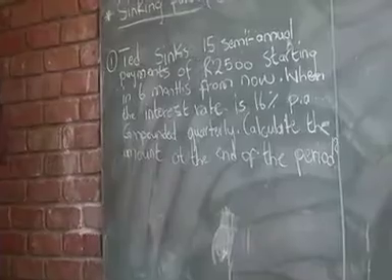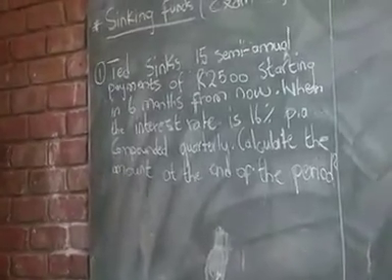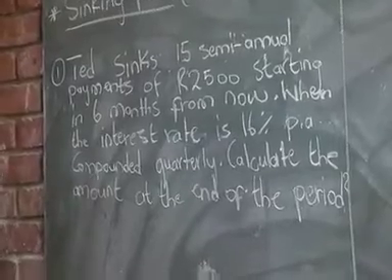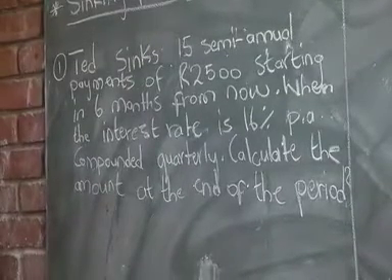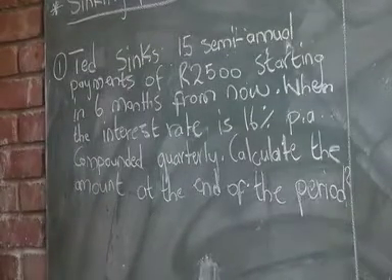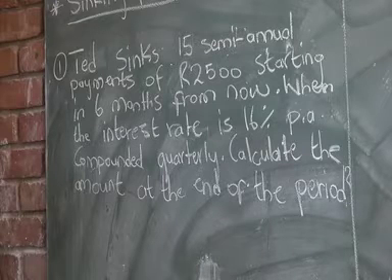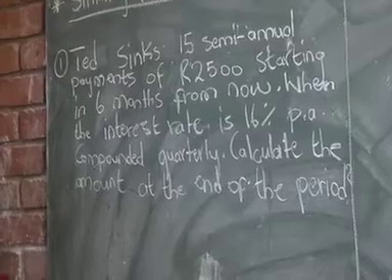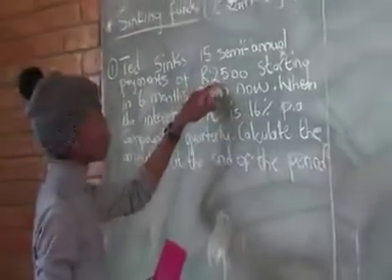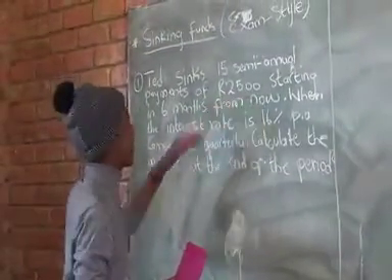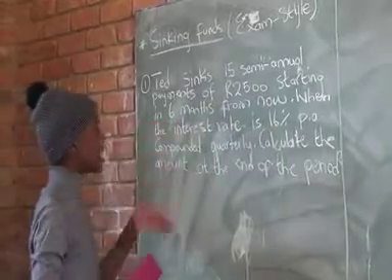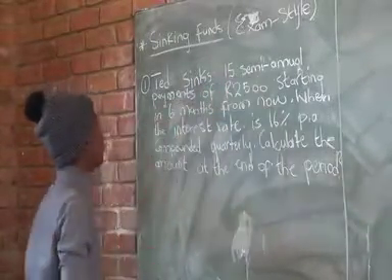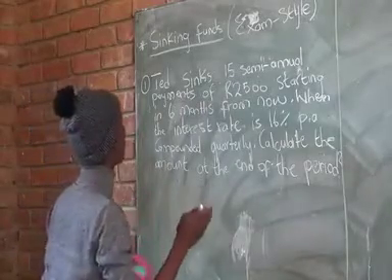It reads as follows: 15 semi-annual payments of 2,500 starting in 6 months from now. When the interest rate is 16% per annum compounded quarterly, calculate the amount at the end of the period. In this example, the child is going to make 2,500 payments starting after 6 months from now. They want us to calculate the amount at the end of 15 semi-annual payments. I'm just going to illustrate how we're going to go with this example.